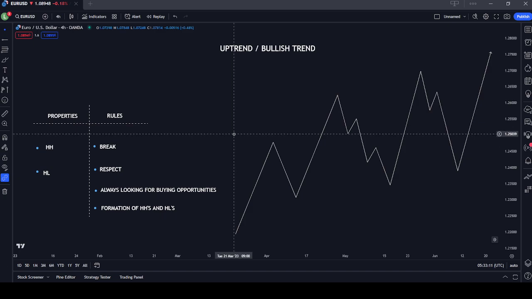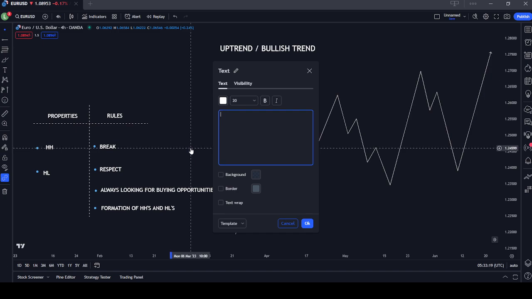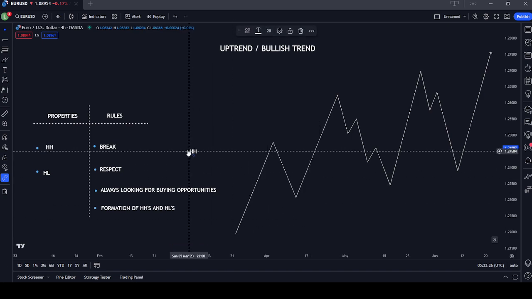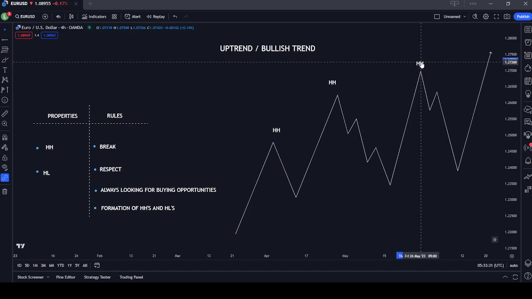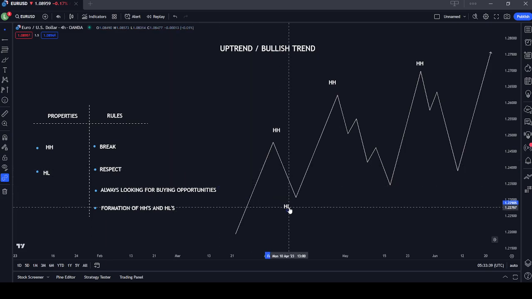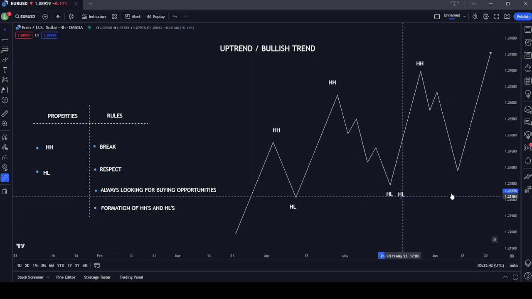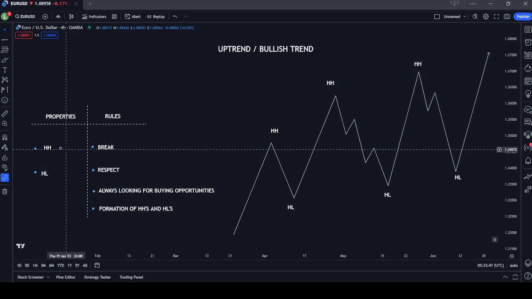Now I want us to identify our properties and rules on this structure here. Since we are on an uptrend, we know that we have our higher highs and higher lows. So let's identify them. At the top side, we have our higher highs, and at the bottom side, we have our higher lows. Simple as that.